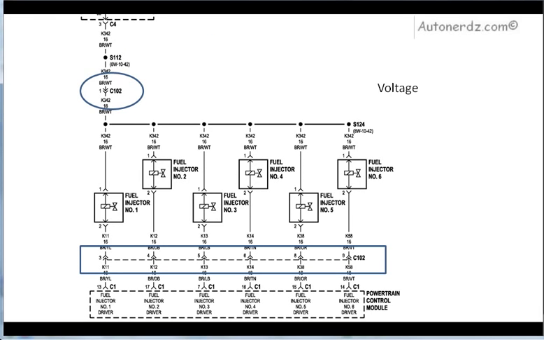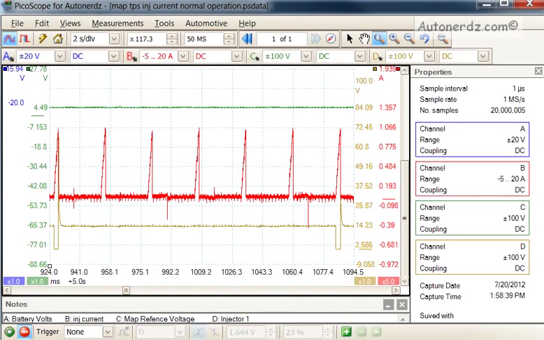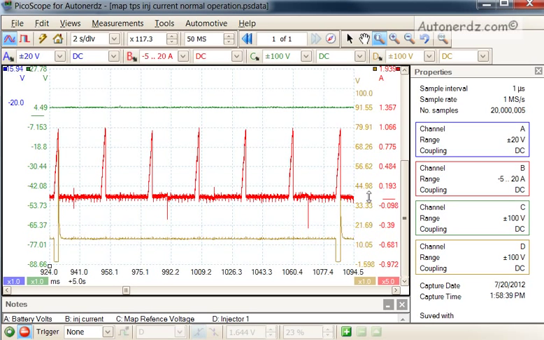So now let's take a look at our scope screen. Okay, so our green here is our MAP reference voltage. This car is just idling along smoothly now, and it's right around 5 volts, what we would expect. And a normal looking injector current pattern, along with our number one injector voltage.